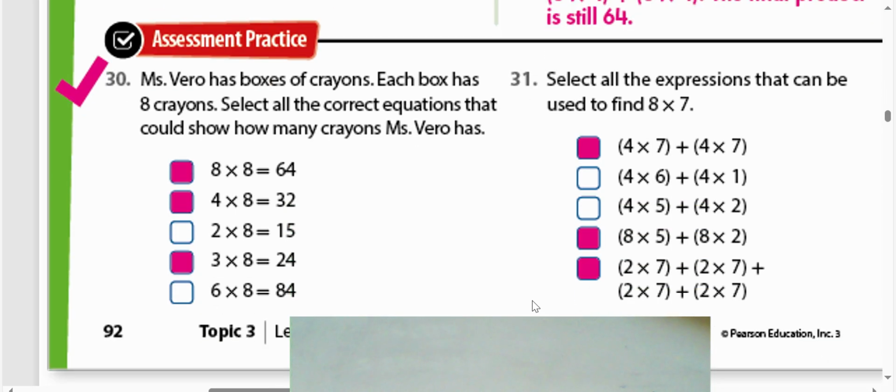Next question. Assessment practice. You know 8 times 8 is 64, 4 times 8 is 32, and 3 times 8 is 24. You know this. For 8 times 7, we can multiply because 8 equals 4 plus 4, and we can use the distributive property here. 7 equals 5 plus 2, or you can write 2 plus 2 plus 2 plus 2. 2 plus 2 is 4, 4 plus 4 equals 8. That is 8 times 7, the last one.